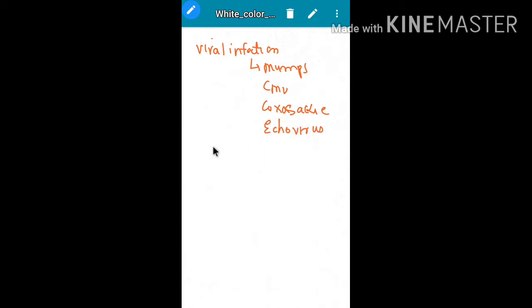Okay. Then there are certain drugs which cause acute pancreatitis. These drugs can be divided into absolute or definite causes and probable causes.